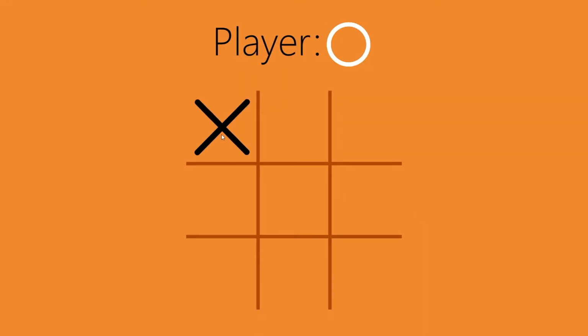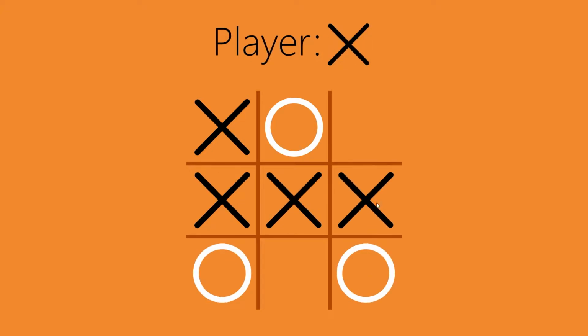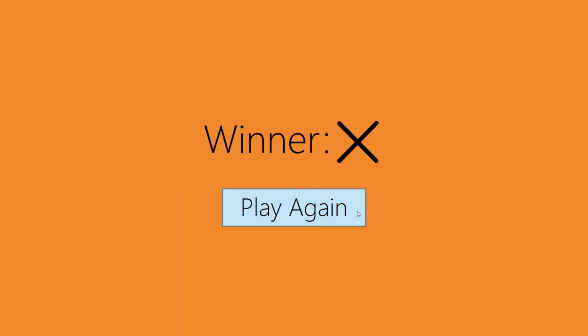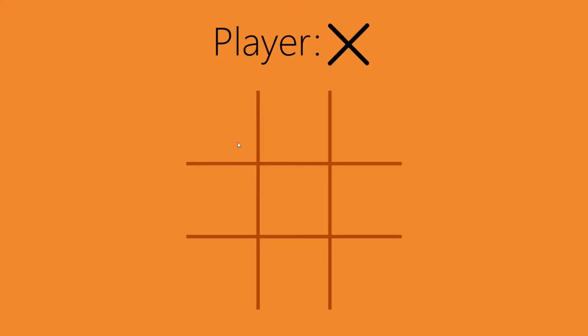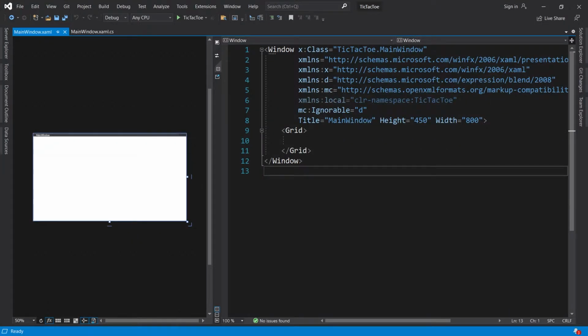Hello and welcome. Today we will program this tic-tac-toe game in C# using WPF for the UI. We will start by programming the game logic, then we will set up a functional UI, and finally we will add some animations to make it look better.